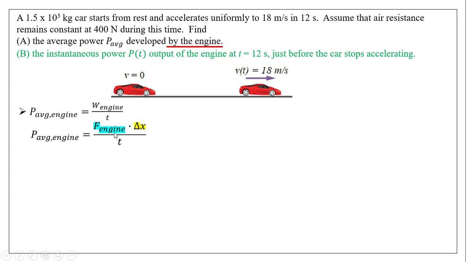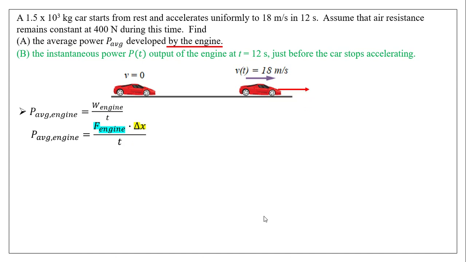So here I've highlighted two things that we don't know. We don't know what the F of the engine is, and we don't know what the displacement is. We know what time is. Time is 12 seconds, which is given in the problem. So I'm going to go ahead and find F engine and delta X, and then once we find those two pieces of information, we're pretty much done with power here.